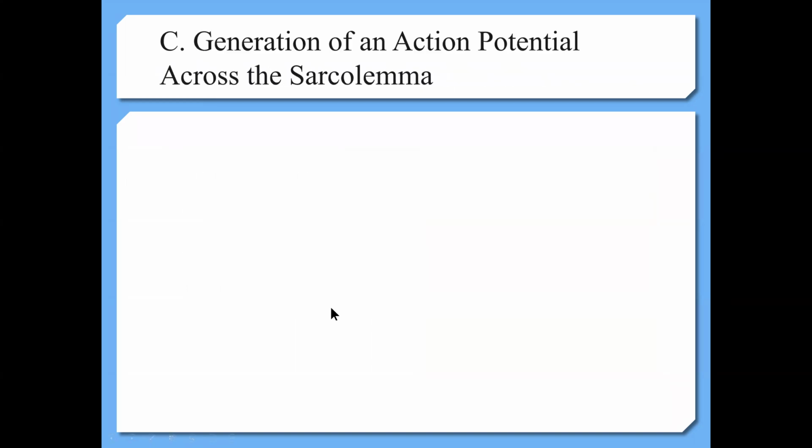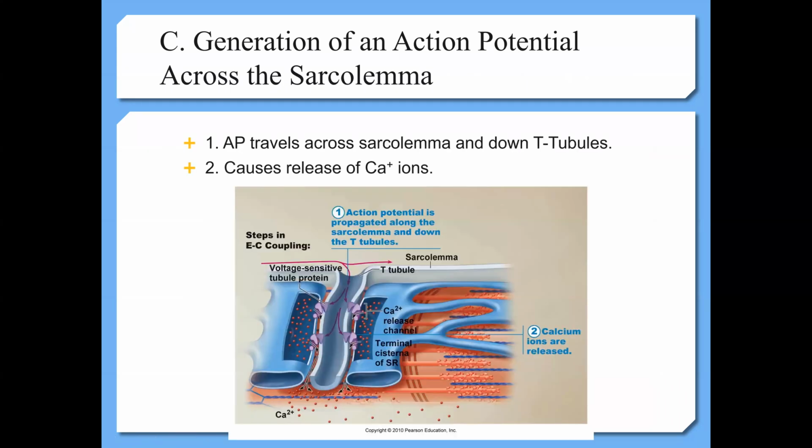Mechanism of contraction: generating an action potential. The action potential travels across the sarcolemma and down into the T tubules, okay? We have this triad here, okay? We have the T tubules. The action potential is going to travel across the sarcolemma and down the T tubules.